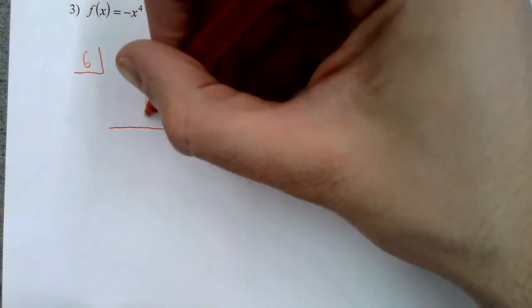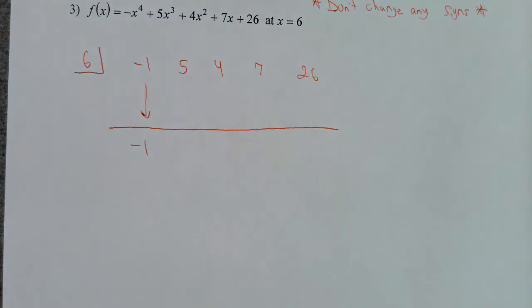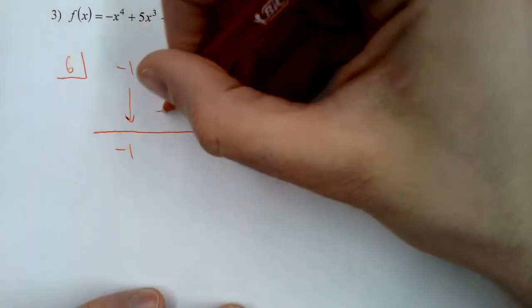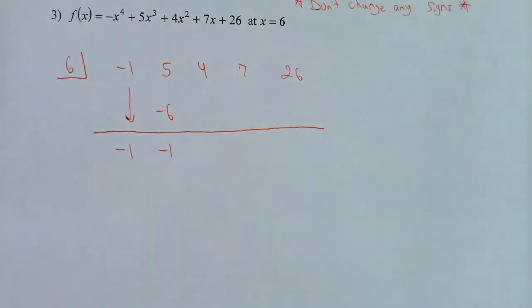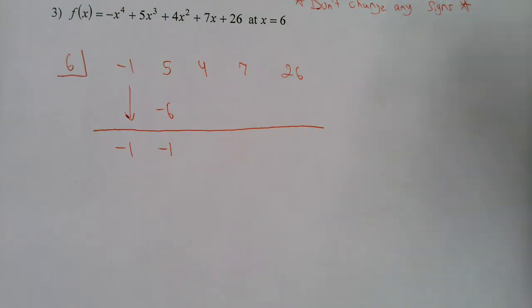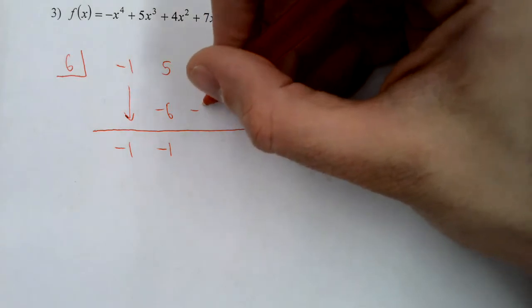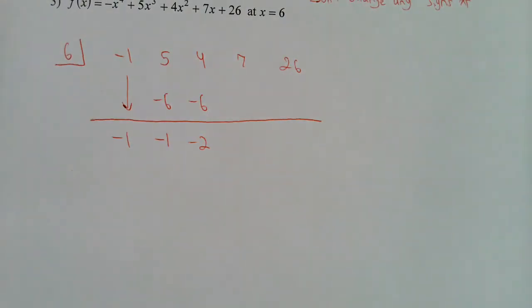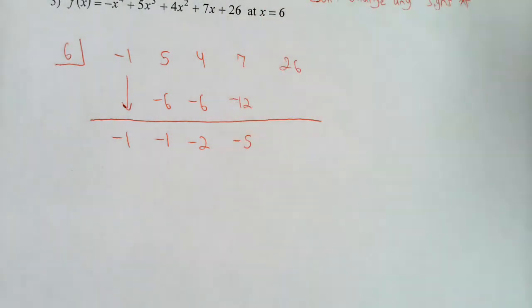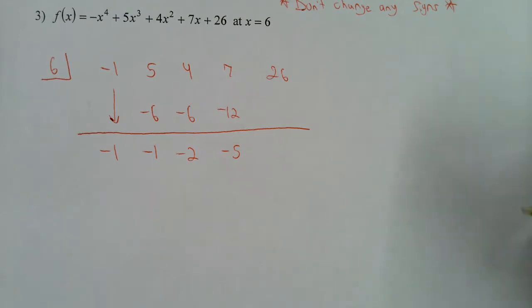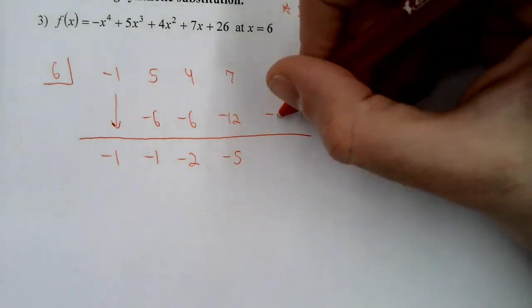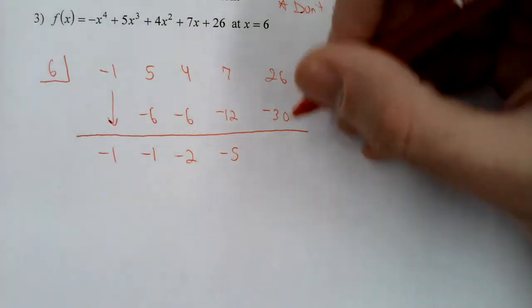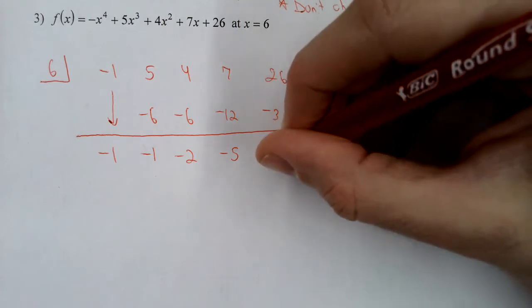And let's do the process. Negative 1 comes down. Negative 1 times the 6 in the box is negative 6. Plus the 5 above it is negative 1. Repeat the process. Negative 1 times the 6 in the box is negative 6. Plus the 4 above it is negative 2. Negative 2 times the 6 in the box is negative 12. Negative 12 plus 7 is negative 5. Negative 5 times 6 is negative 30. Plus 26 gives you negative 4.